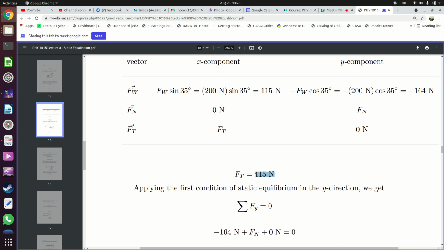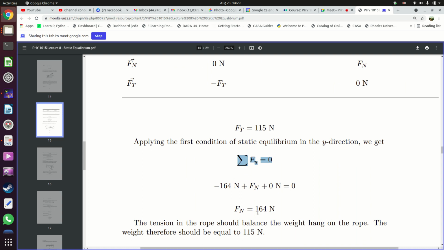Next, you add the y components. This bit, minus 164 newtons plus normal force plus 0 newtons. So you add the y components again. No one needs to tell you to add the x components. You just simply add them and make sure they're equal to 0. Once you do that, the stuff you want to find out will start coming out. So you have minus 164 newtons plus Fn plus 0 newtons equals 0. So you end up having Fn, the normal force, equal to 164 newtons.